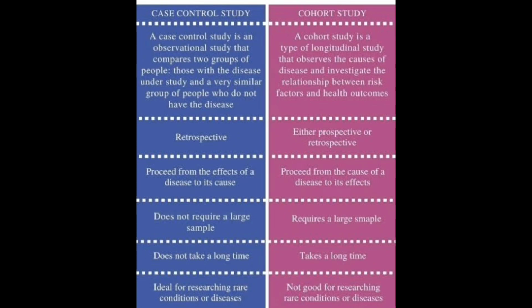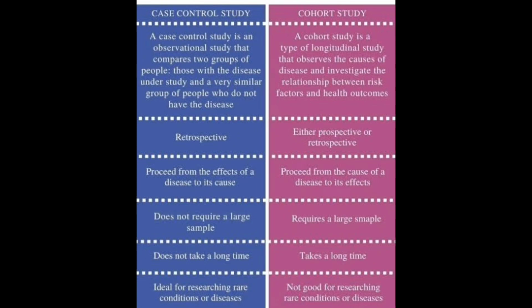So case control does not require a large sample, hence it does not take a long time, hence it is ideal for research of the rare disease. If you link these 3 points, it becomes very easy. And for the cohort study, it is a larger sample, it takes a longer time, it is not good for rare disease. So if you combine the first 3 points and the last 3 points, you will be thorough with the theory part of the case control study, which is your first part where the examiner can ask you. Here we have taken 6 types of questions.